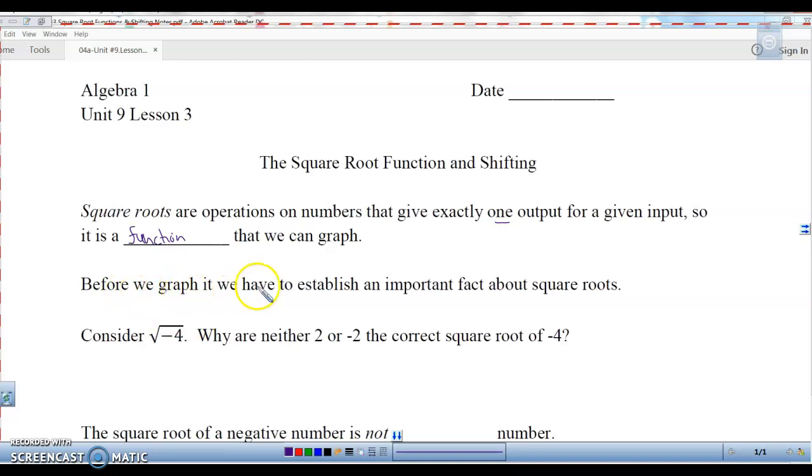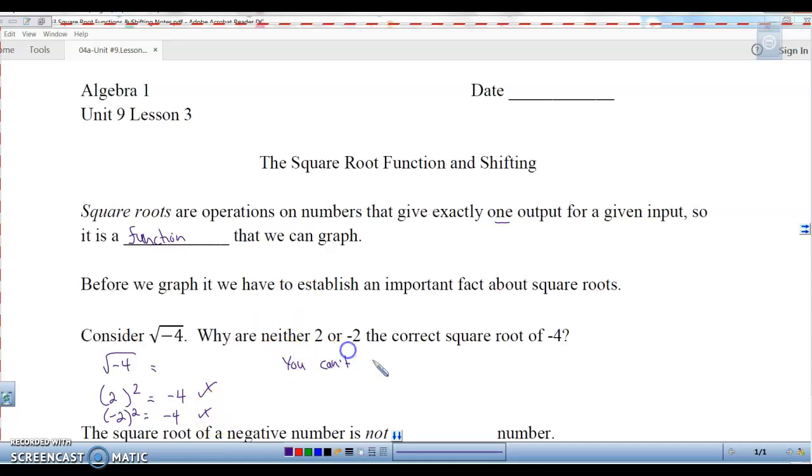All right, before we graph it, we have to establish an important fact about square roots. Let's consider the square root of negative 4. Why are either 2 or negative 2 not the correct square root of negative 4? Well, remember that when you take the square root of something, what you are saying is that something squared has to equal negative 4. Well, can you do 2 squared and get negative 4? Nope, can't do that. And can you take negative 2 squared and get negative 4? No, you can't.